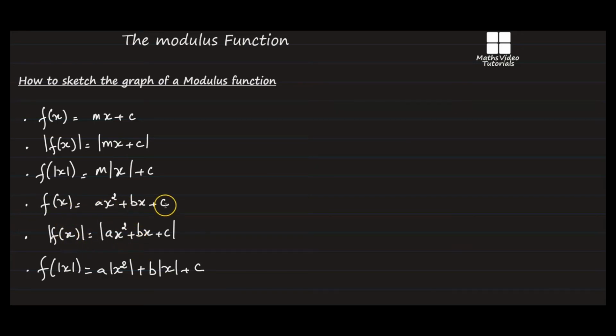So we draw a normal quadratic graph, and then we draw the modulus of that graph or function, and then we draw the modulus of the x only. This is the modulus of x. Sketching modulus function is not limited to these two graphs, linear and quadratic only, but it will be a start. So let's get started with the first one.